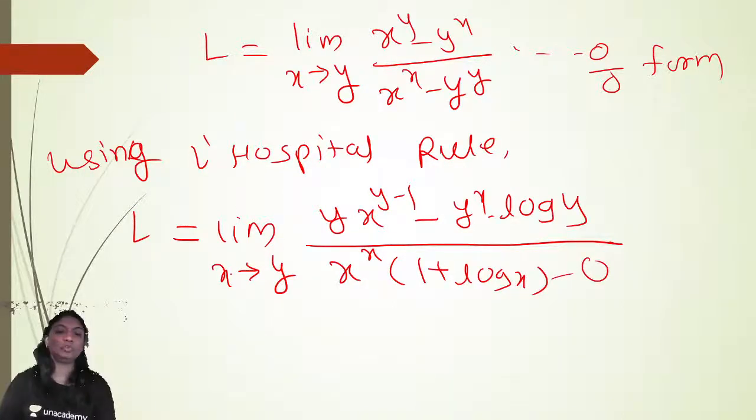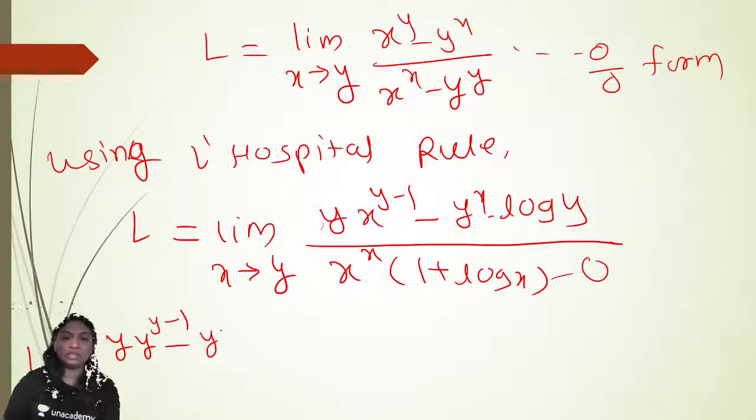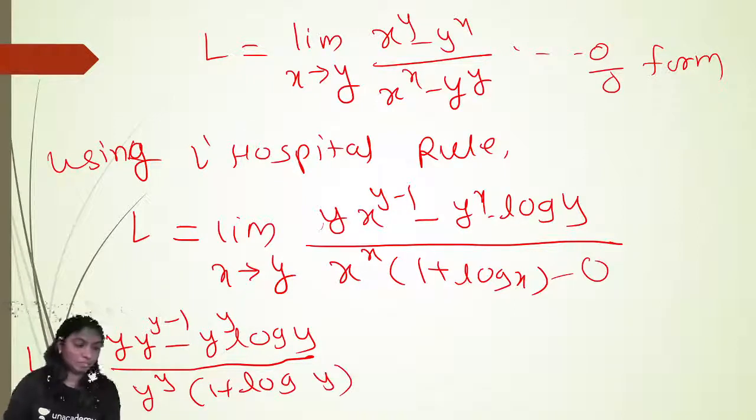Now again put x tends to y. So you will get L is equal to y into y raised to y minus 1 minus y raised to y into log y, upon y raised to y into 1 plus log y.